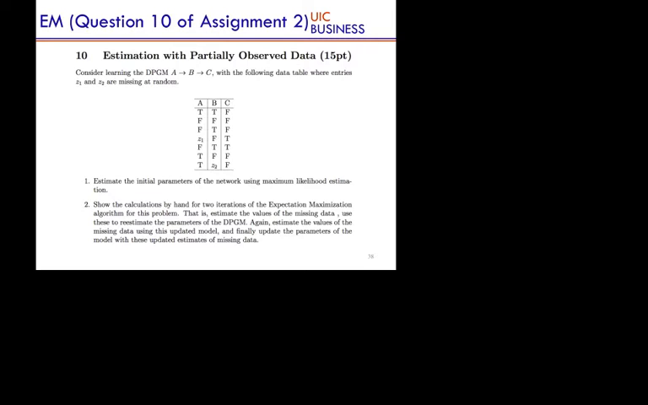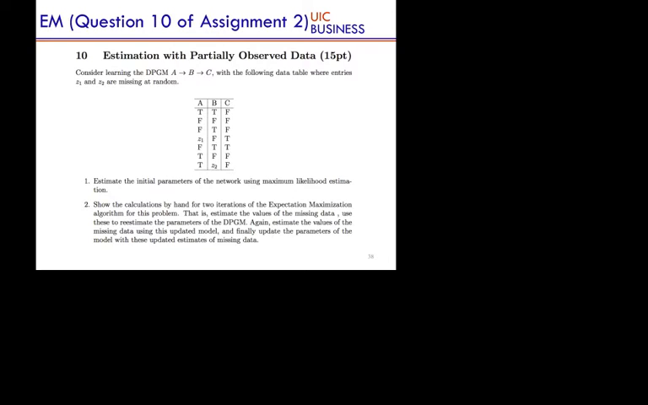The first question was to estimate the initial parameters of the network using maximum likelihood estimation. And the second part was we wanted to show calculations by hand for 2 iterations of what is called the expectation maximization algorithm for this problem. So what that means is there are 2 steps in this particular algorithm, as detailed here.